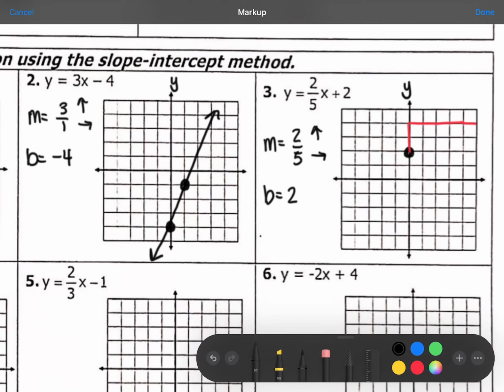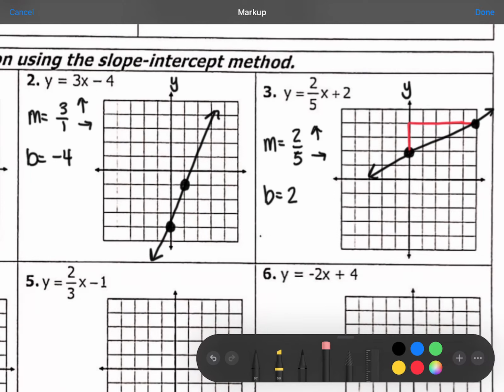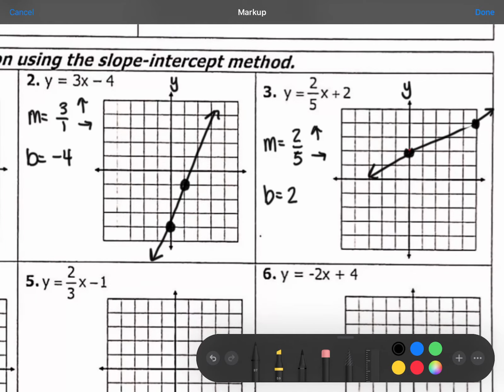And then put my other dot, and then connect. I counted that 10 times just to make sure. So again, I went up 2 and then over 5 blocks, and so I've got my second point, and I'm done, and I connect. All right, and again, I don't need this red, that's not part of my line. I was just using that to help you see my rise over run.